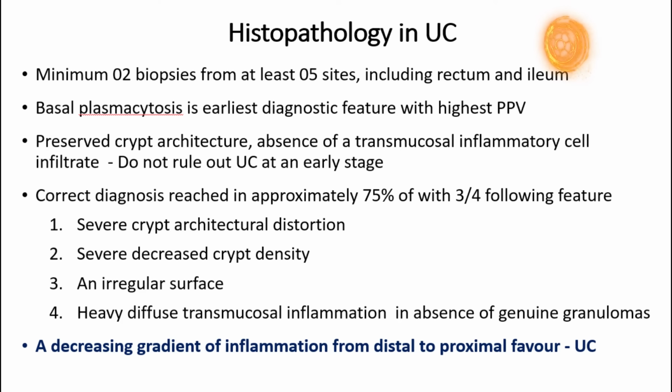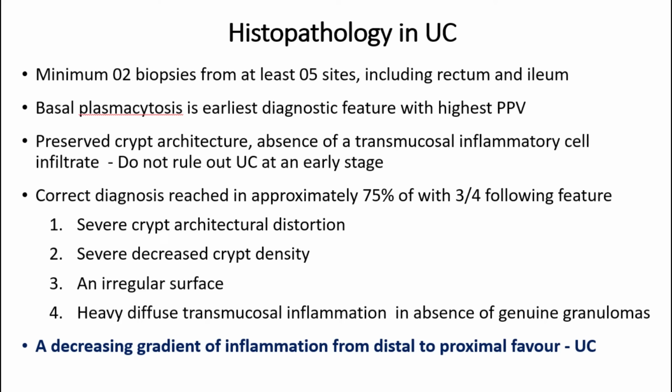The other point is the correct diagnosis is reached in approximately 75% of patients if 3 out of the 4 following features on histopathology are met. One is severe crypt architectural distortion, second is severely decreased crypt density, third is an irregular surface, and fourth is heavy diffuse transmural inflammation in the absence of granulomas.